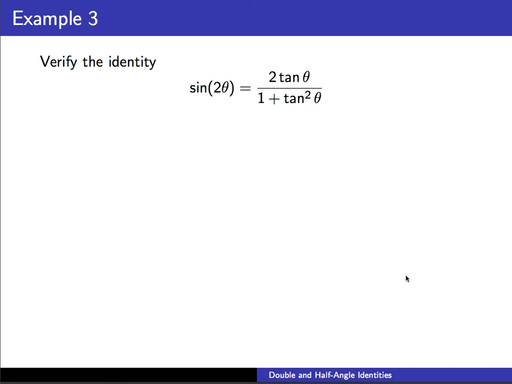All right, example 3, verify the identity that sine of 2 theta is equal to 2 tangent theta over 1 plus tangent squared theta. So it seems like there's a typo here, but there actually isn't. The sine of 2 theta does equal this 2 tangent theta over 1 plus tangent squared theta.